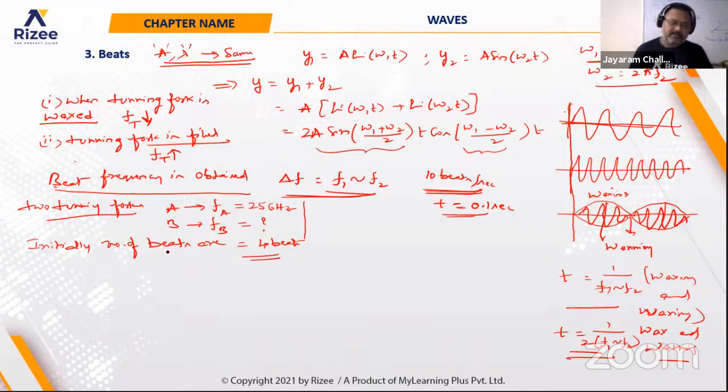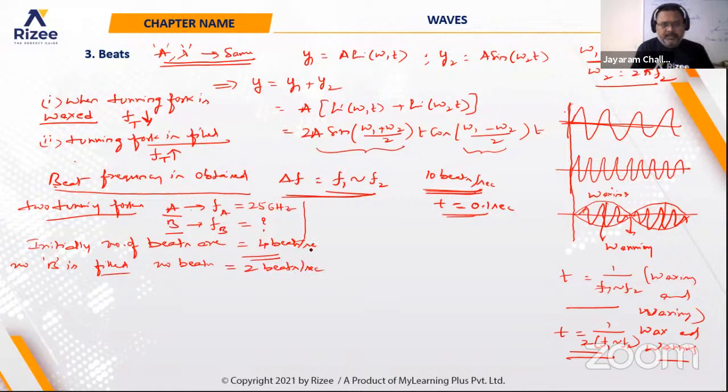Now coming back to the sum, when both A and B are vibrated, you get 4 beats per second. Now B is filed. When B is filed, the new number of beats comes down to 2 beats per second.